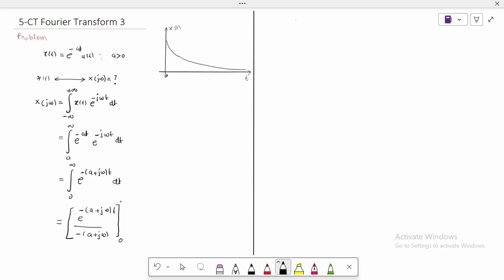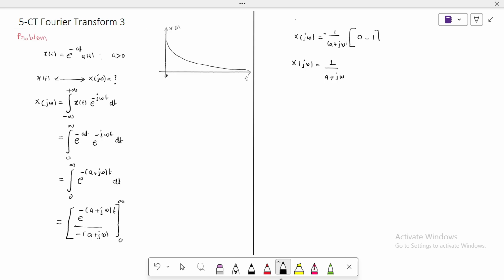What are the limits? 0 to infinite. So X of j omega equals 1 by minus a plus j omega. Substituting the limit values, e power minus infinity equals 0, minus e power 0 equals 1. So here we get X of j omega equal to minus into minus plus, that equals 1 by a plus j omega.